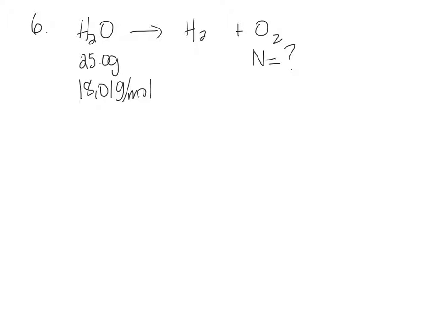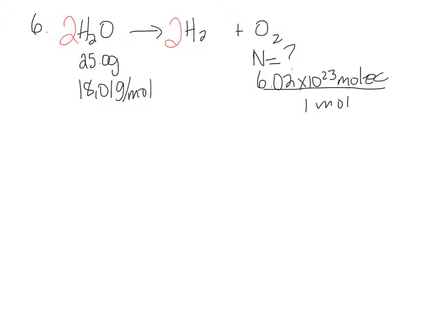And we know that there's 6.02 times 10 to the 23rd molecules in every 1 mole. Is our chemical equation balanced? So we've got to balance it first, right? 2 molecules of water make 2 molecules of hydrogen and 1 molecule of oxygen.